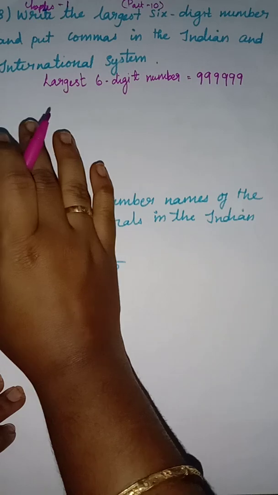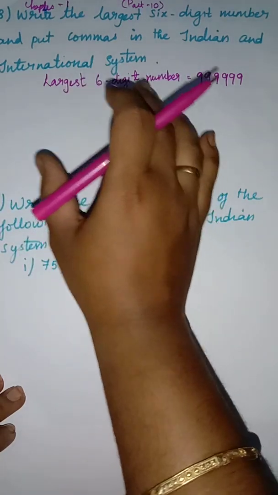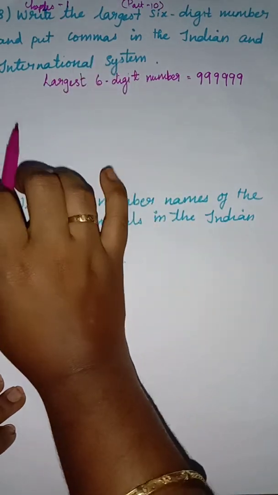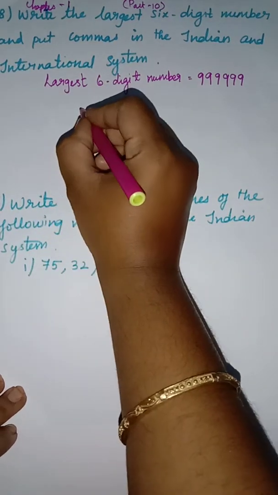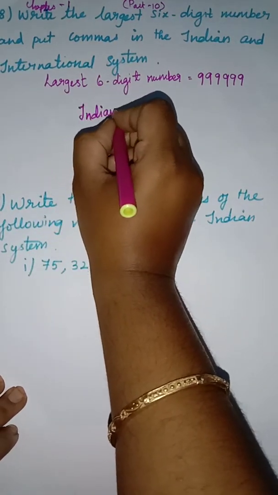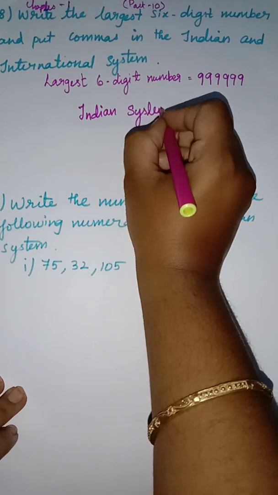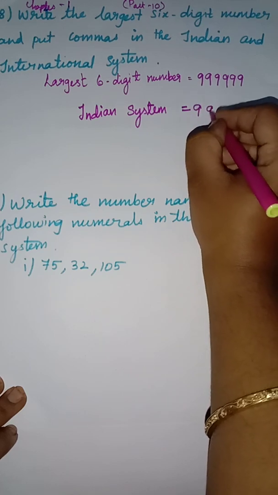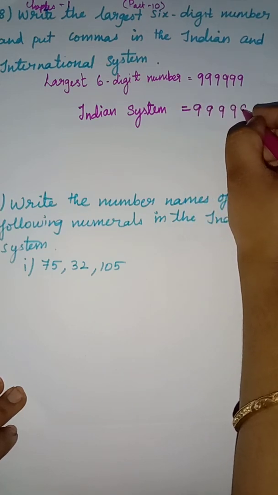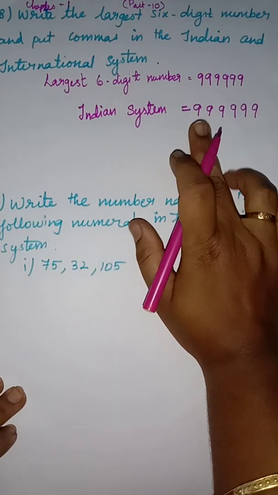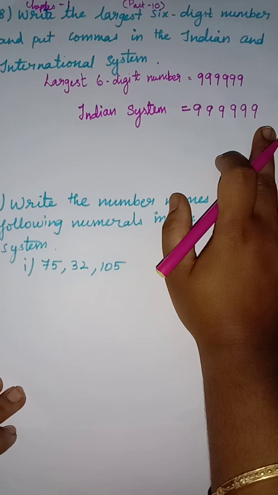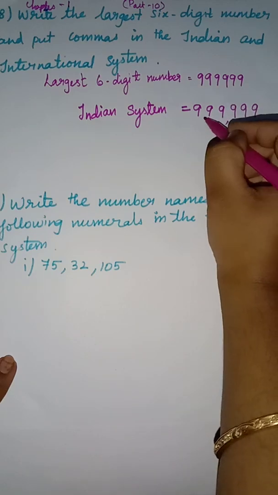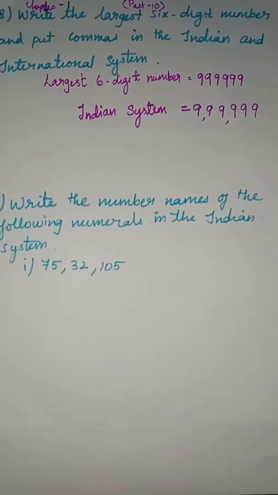Now we are going to put commas in the Indian and international systems. First, the Indian system. Take that number and write it down: 9, 9, 9, 9, 9, 9. Six nines are there. Now we put commas using the Indian system: 1, 2, 3, comma, 1, 2, comma, 1.